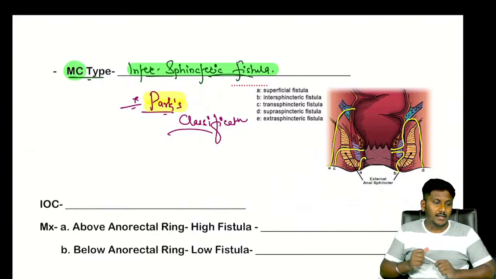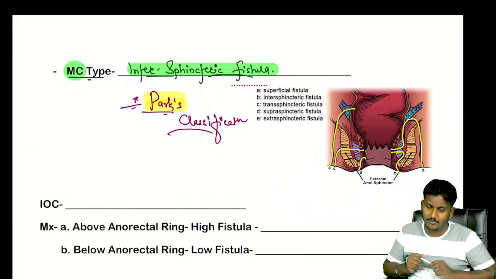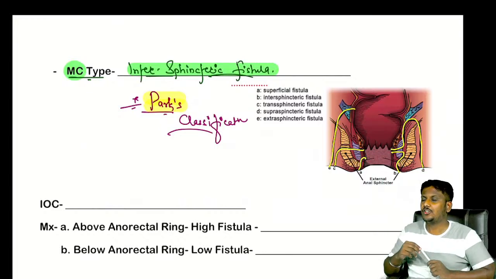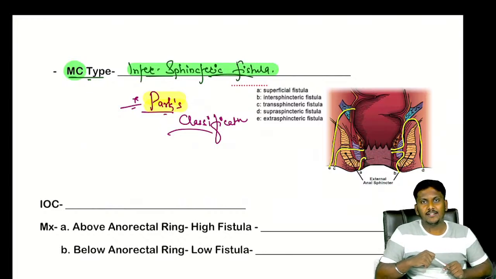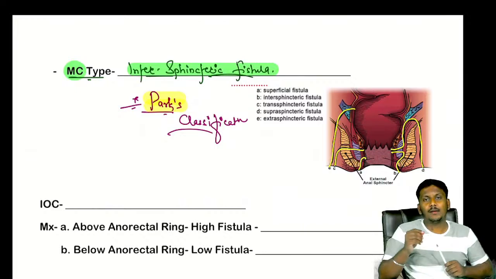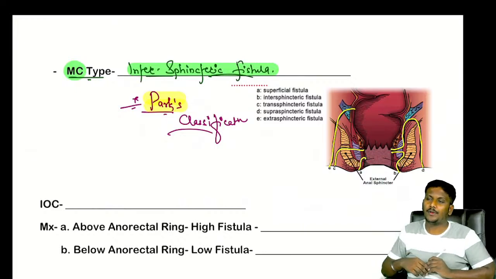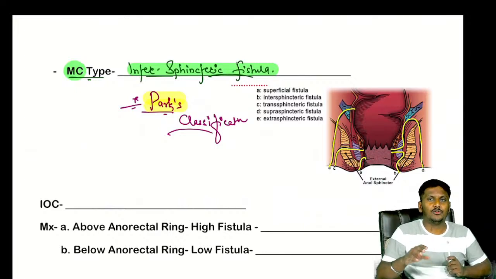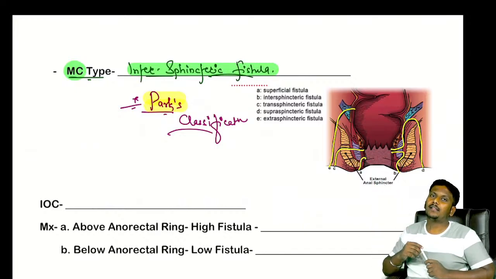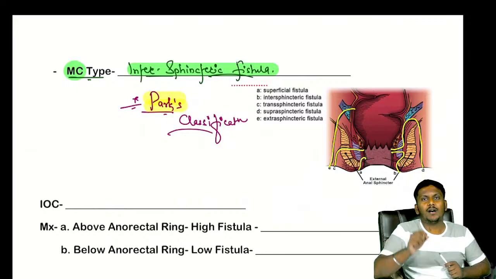Do remember, the investigation of choice in this patient is basically MRI. I told you the best investigation radiologically for the perineum has to be the MRI. In this MRI, we actually do a T2 weighted MRI so that we are able to see the fistula properly. Therefore, this type of MRI can be called an MR fistulogram.